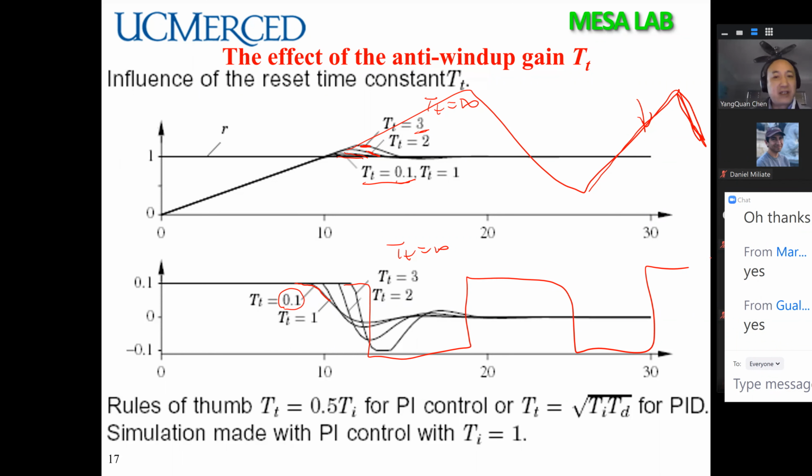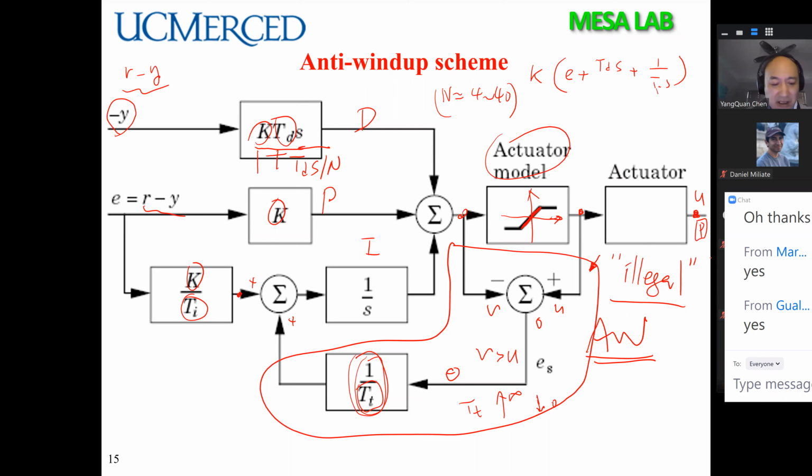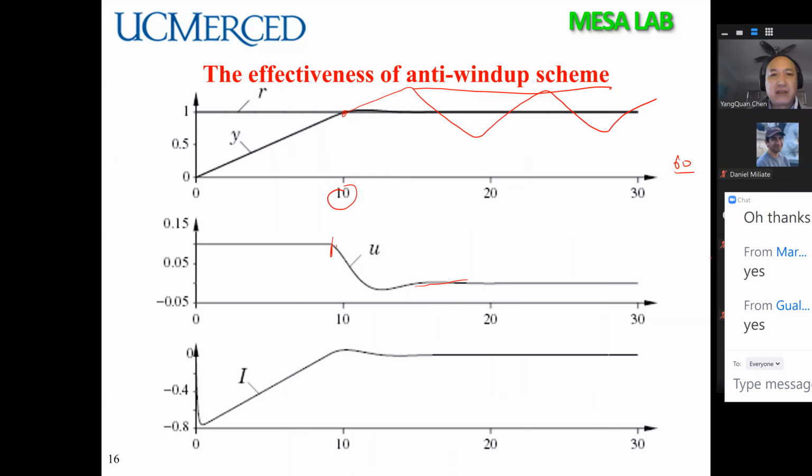So as you can see, this is a very simple idea, but it's usually ignored and not taught in a classic textbook. So please remember this. I'll check you in the final exam. Most likely I will, okay? So anti-windup. I hope this is something new you will never forget, okay?